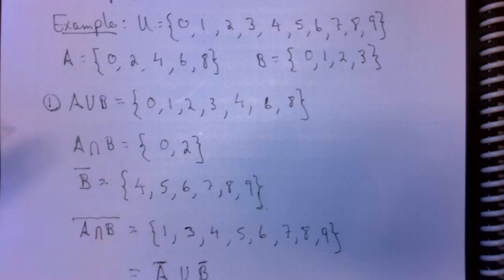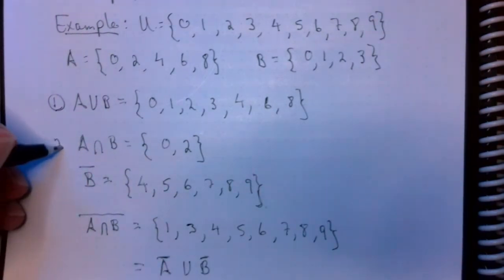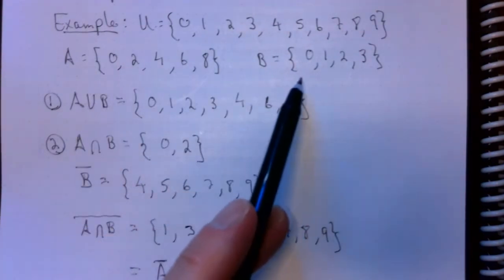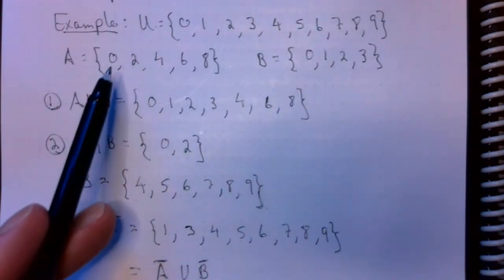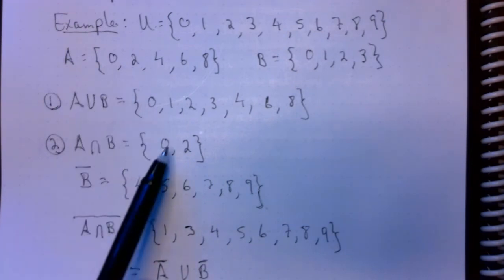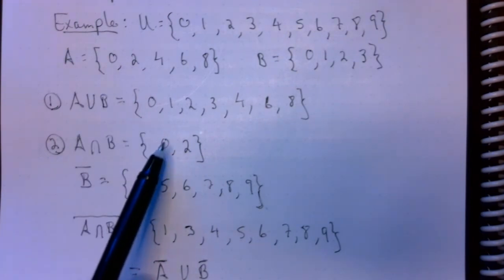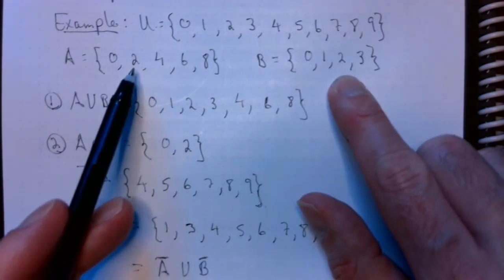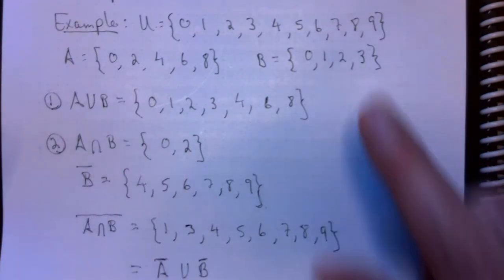If I want to look at the intersection of the two sets, well, I look at what the two sets have in common, and that's the intersection. You'll notice 0 belongs to both sets, so 0 belongs to the intersection. 2, that belongs to both sets, so 2 belongs to the intersection.